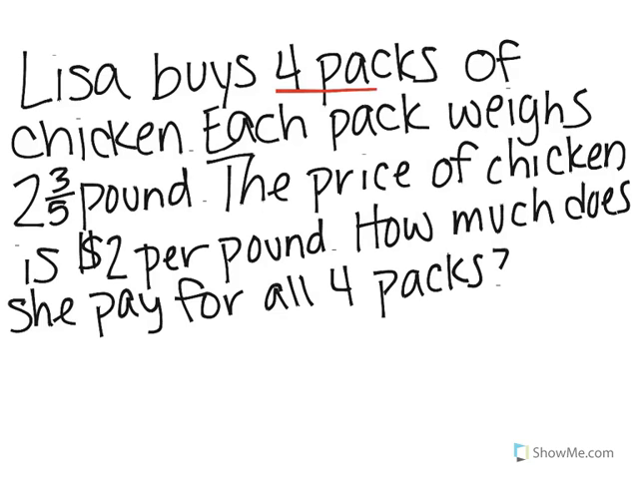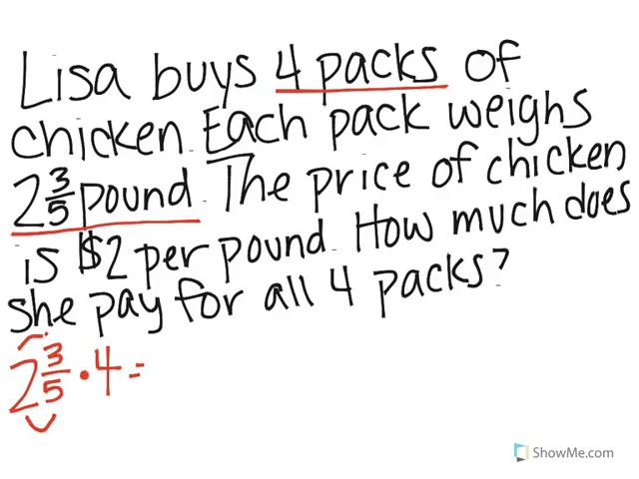So she's getting 4 packs of chicken, and each pack is 2 3/5 pounds. So 2 3/5. That's for 1 pack. We're going to do it for 4 packs. Let's rewrite into an improper fraction. 5 times 2 is 10 plus 3 is 13. Keep our denominator over 5. Times 4 is a whole number, so to make it a fraction, we put it over 1. Equals. Our next step is we're going to multiply it straight across.